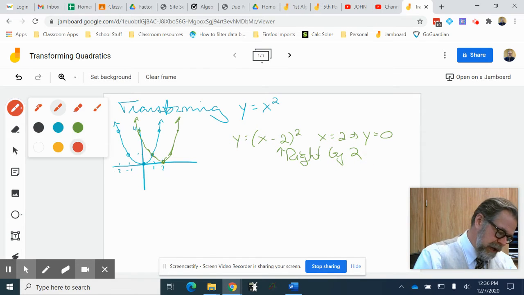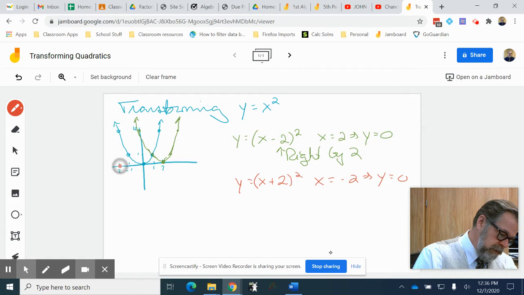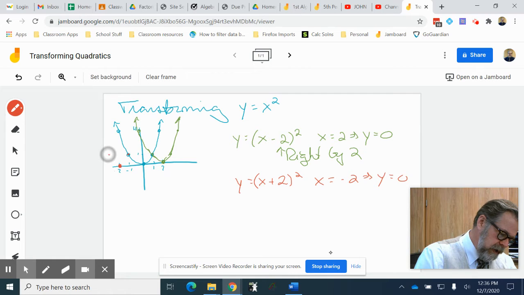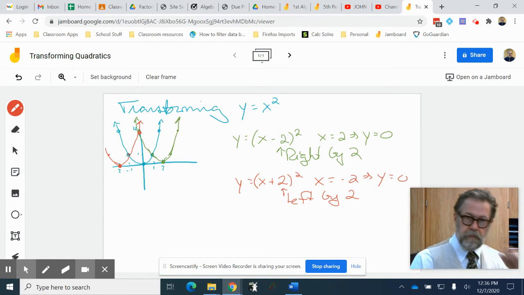Let's look at y equals x plus 2 squared. Similarly, if x is negative 2, then y is 0, which means that I'm going to have a vertex right there at negative 2. And doing some quick calculations again, what I discover is that this graph also has the exact same shape, but it is shifted left by 2.